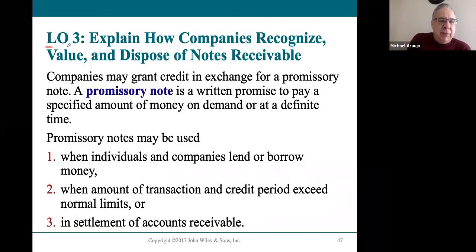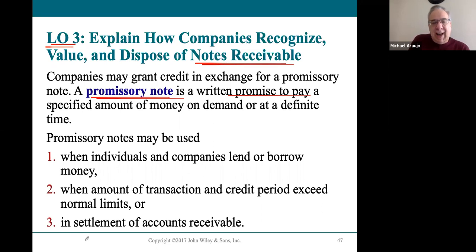Learning objective 3 here is about notes receivable. Okay, we're going to go over this pretty quickly. You already know that a note is a loan. It's a promissory note. It's a written promise to pay. It has an interest rate. It has a deadline or a due date, things like that.